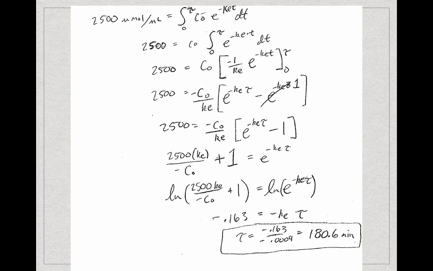0.163, so here we know what C0 is. That's the 15, we know what C0 is, so by plugging that in and solving, that whole left side of the equation simplifies down to minus 0.163 equals minus KE t, and then solving for t equals 180.6 minutes. So 180.6 minutes after injection, all of this mouse's red blood cells will lyse.